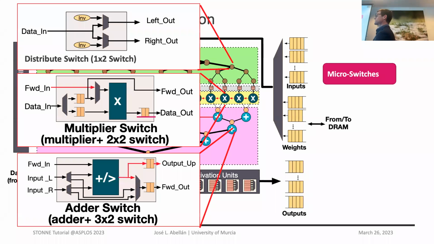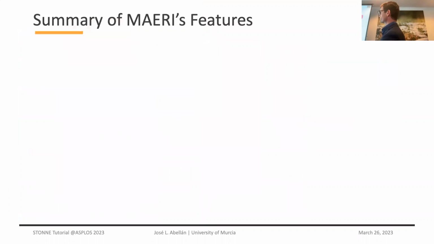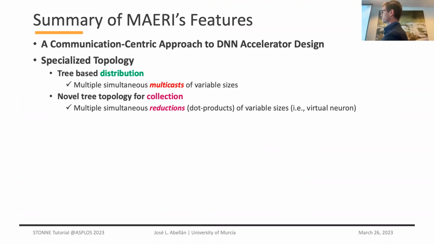So the key idea here is that the control logic of the MAERI architecture needs to be programmed by a mapper, by a compiler, in order to provide all the possibilities. Just in terms of a summary of MAERI features, it's a communication-centric approach to design DNN accelerators. This is key because this is just what we leverage in order to design the STONNE simulator, because it implements these different networks, as I will describe just after this presentation.